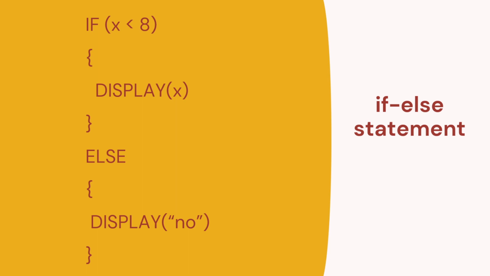Again, in pseudocode, we've got our if, we've got our condition in brackets, and we've got our code in curly brackets, as we did in the if statement. But now we've also added the else part. So the else is very similar to the if part, if you like, with the curly brackets around the code.